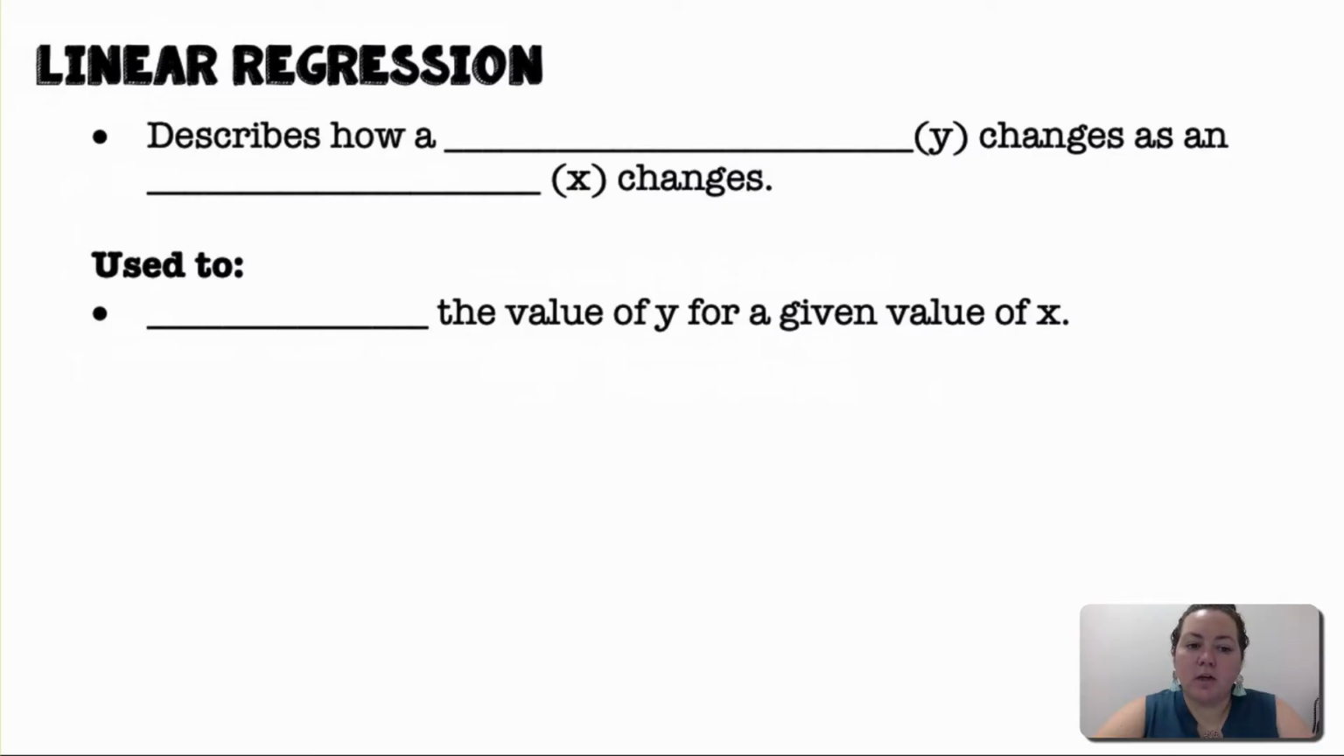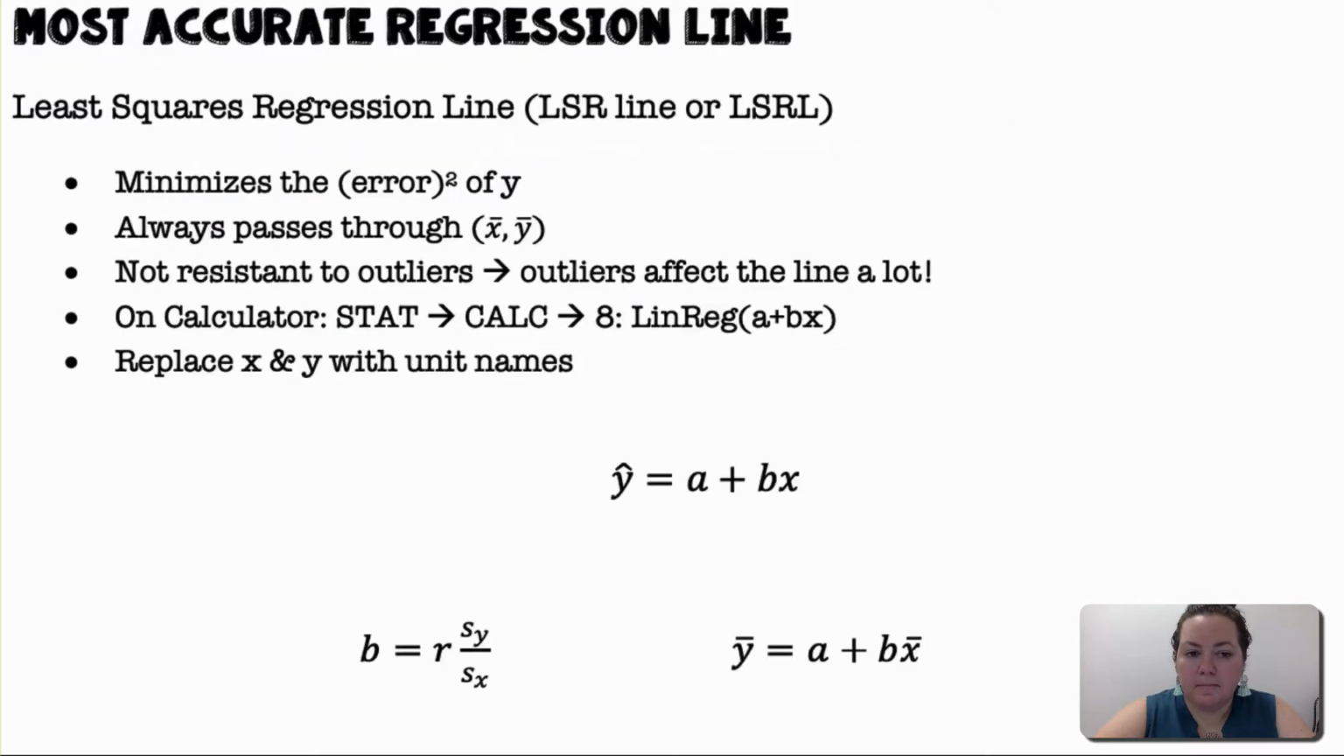Linear regression describes how a response variable, y, changes as an explanatory variable, x, changes. We use this to predict the value of y for a given value of x. The most accurate regression line is the least squares regression line, or the LSRL. This helps to minimize the errors squared of the y.